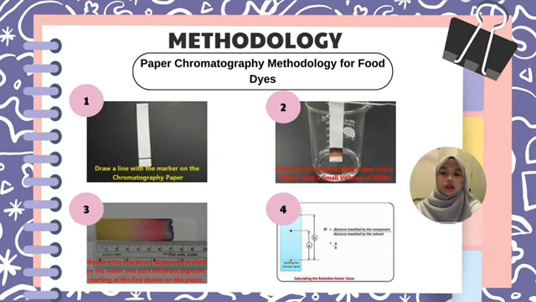Measure the distance traveled by each spot from the origin to the solvent front. Calculate the RF value for each spot using the formula. The RF values obtained from our experiment will be compared with those of standard food dyes to identify and confirm the presence of specific dyes.